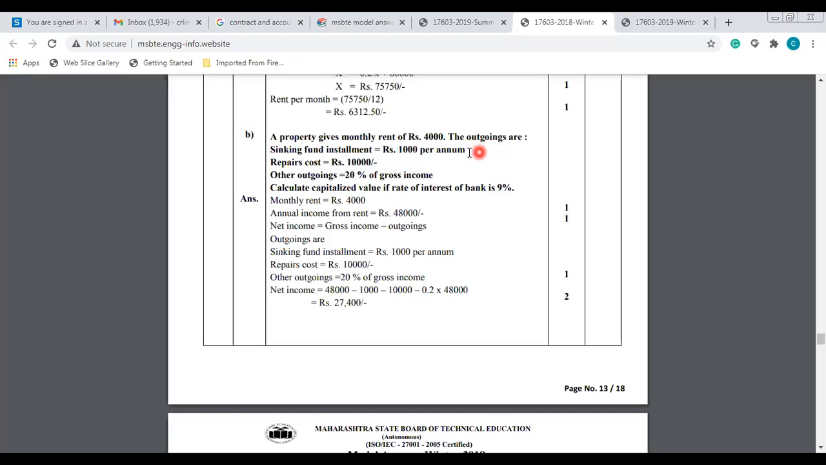Now in this problem we have to calculate the capitalized value, CV. We have to find it out. What data are we having? First is the monthly rent. So monthly rent is rupees 4,000. So annual income, can you derive? Yes. Annual income from the rent equals 4,000 multiplied by 12. Okay, so that comes as 48,000 rupees.